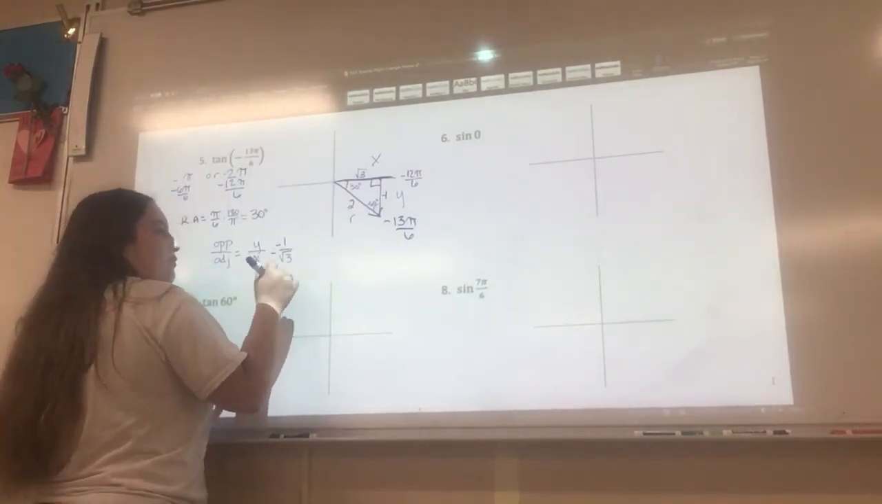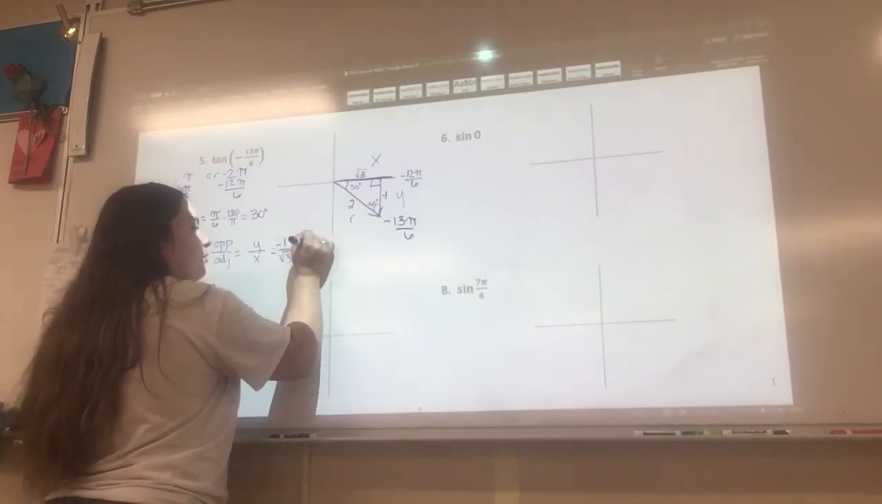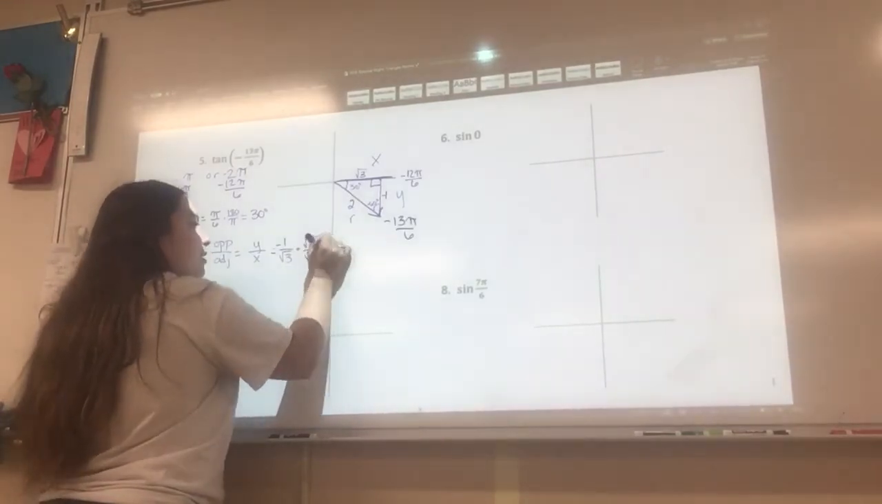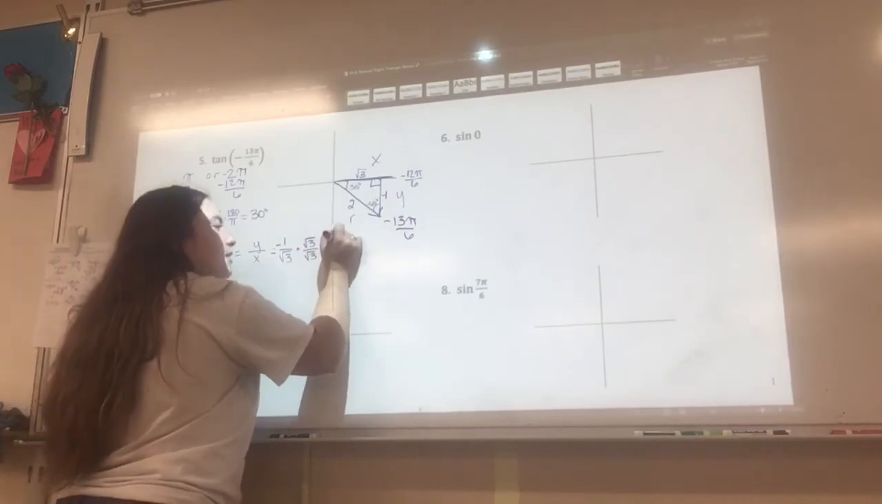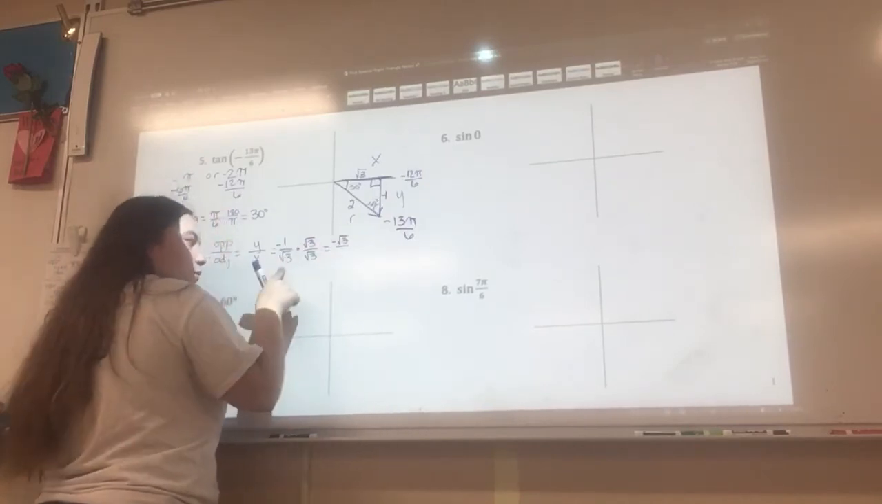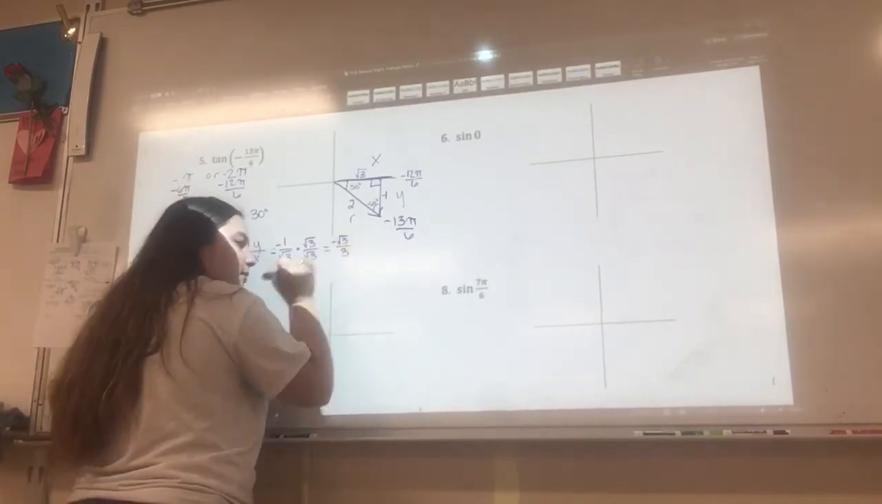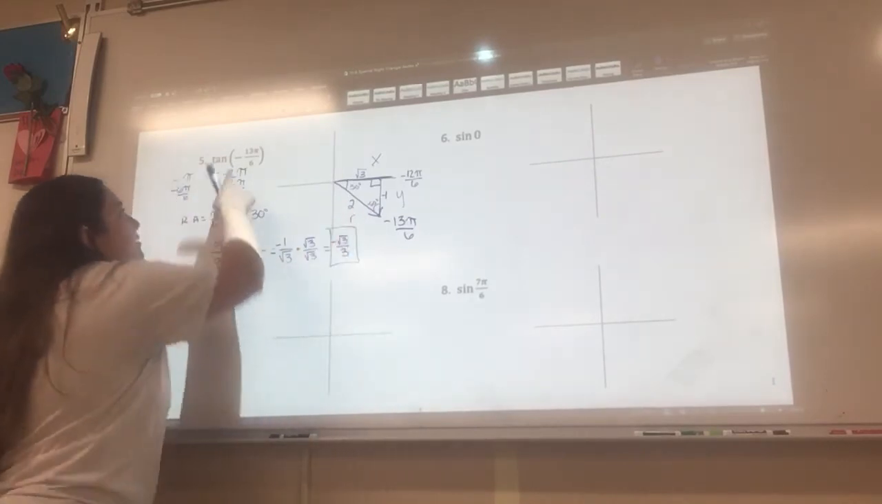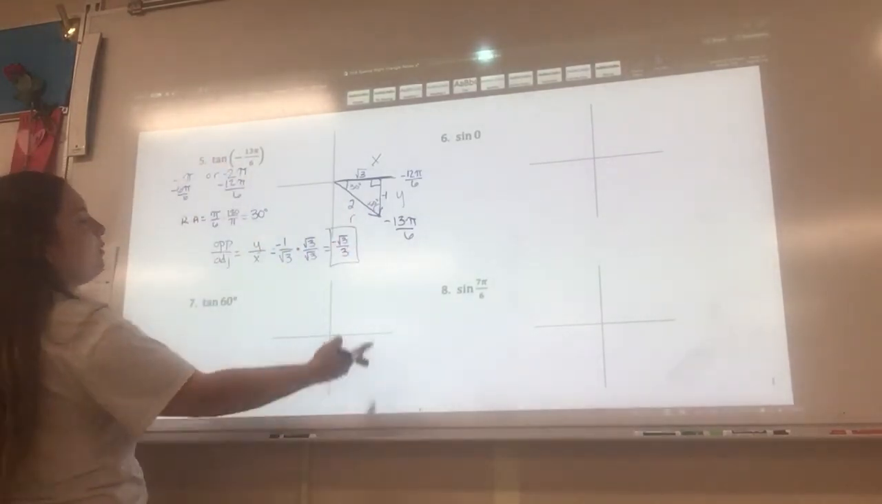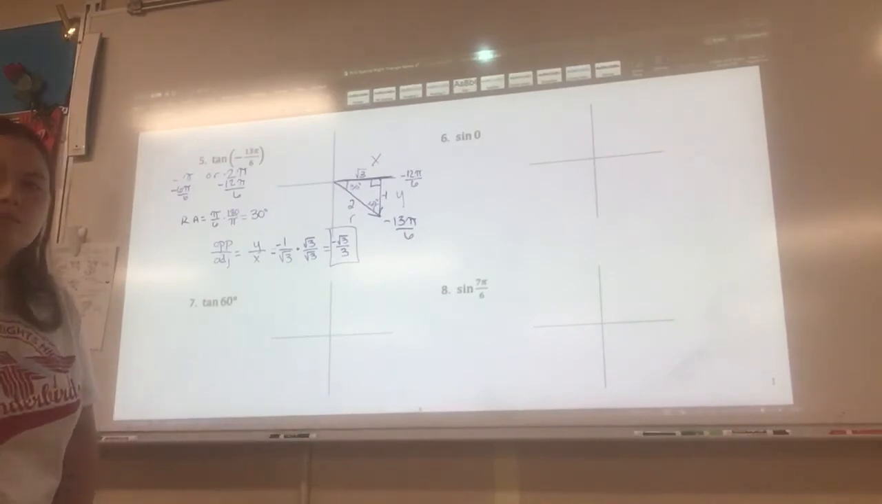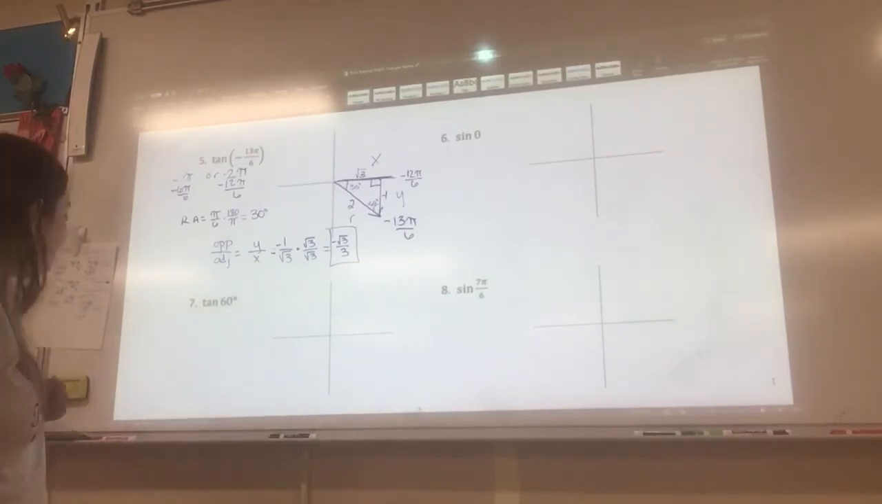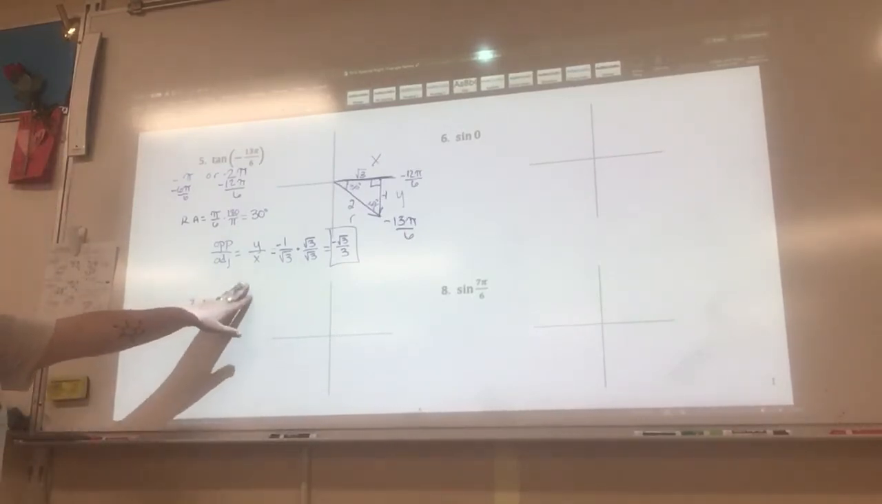Since this is the square root of 3, we're going to multiply by the square root of 3 over the square root of 3. We're going to see -1 times the square root of 3 is the negative square root of 3. Square root of 3 times the square root of 3 is 3. So, tangent of -13 pi over 6 equals the negative square root of 3 over 3. So important. Please make sure you're doing this.